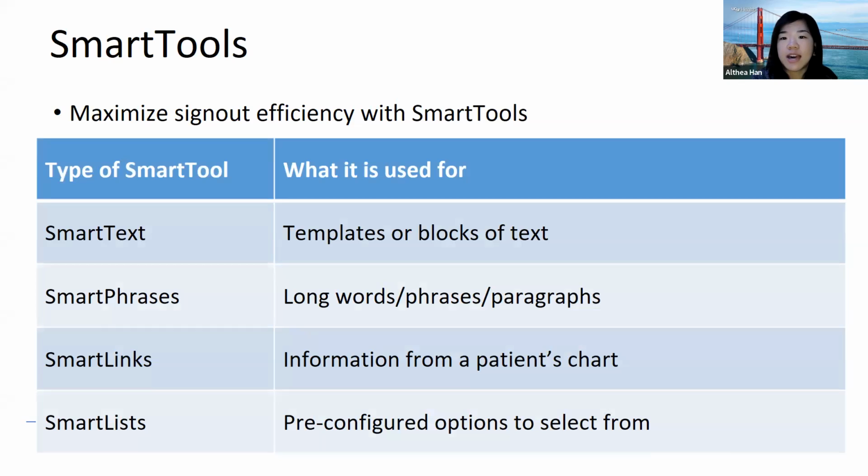The smart tools that I mentioned earlier in the previous slide are essentially tools or shortcuts for more efficient documentation. There are 4 types of smart tools: smart text, smart phrases, smart links, smart lists. This table breaks down the difference between each one. They're often referred to as jot phrases because of how they're pulled up with a period followed by the name.